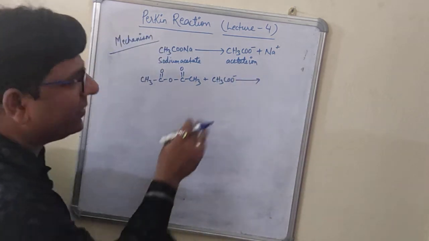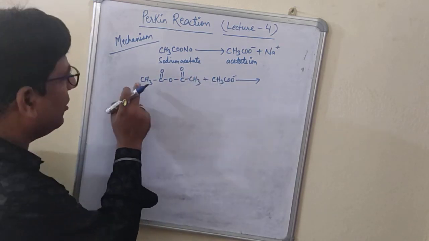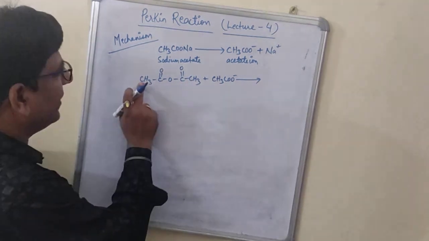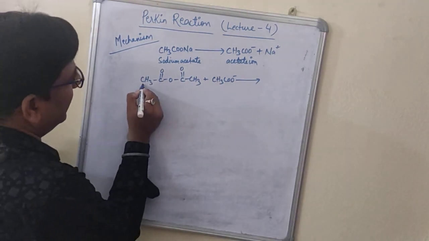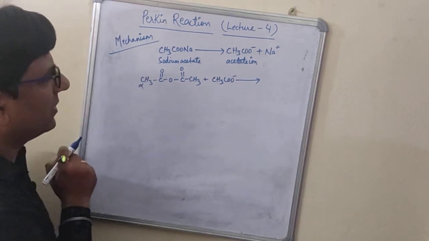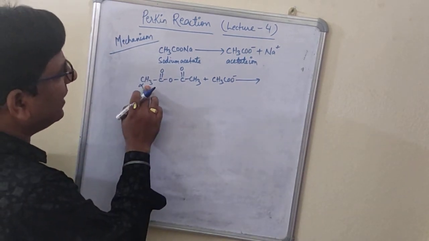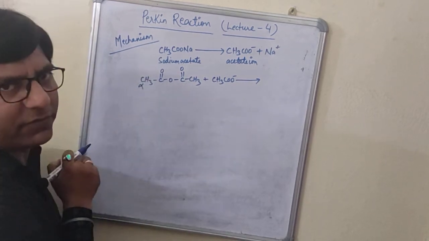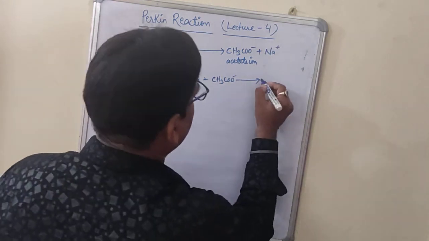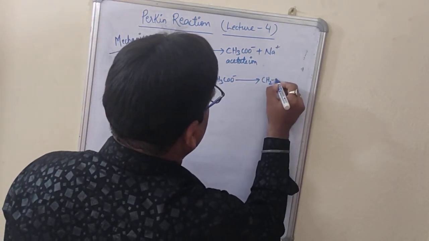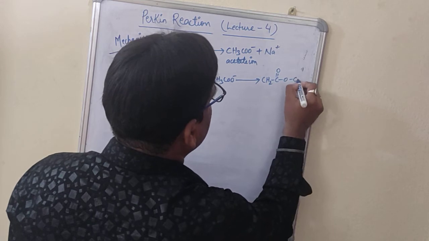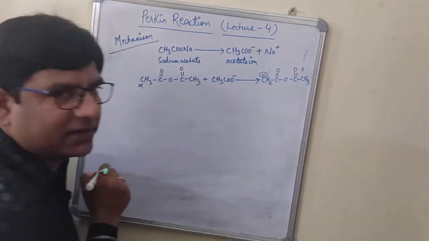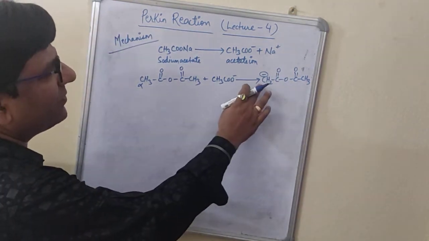Now, as I told you, it will abstract the alpha hydrogen. This is the alpha carbon, and this is also an alpha carbon. If we consider this the alpha carbon, it has 3 hydrogens. So it will take 1 hydrogen from here. When it takes 1 hydrogen from here, it becomes CH2COOCH3, and here we have to give a negative charge.